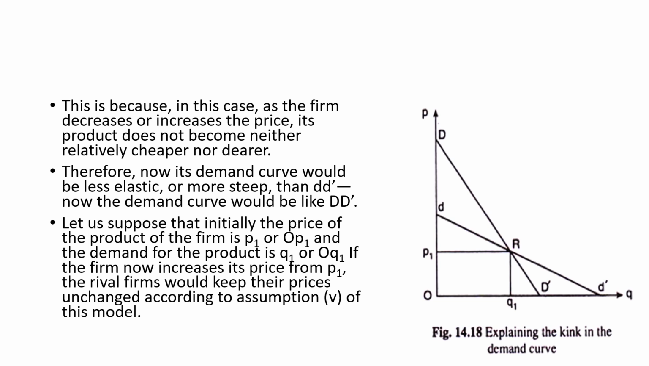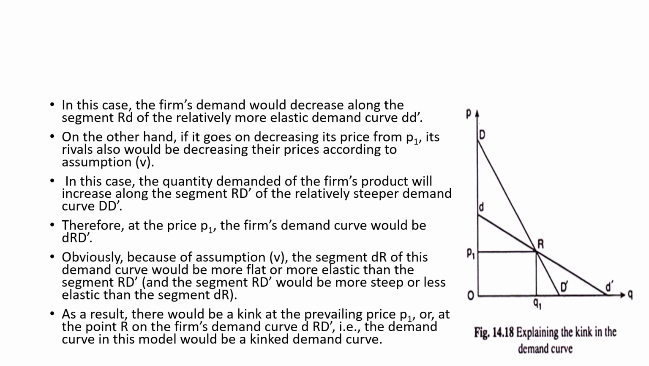Now suppose that initially the price of the product of the firm is OP1, and the demand for the product at price OP1 is OQ1. If the firm now increases its price from P1, the rival firms would keep their prices unchanged as per assumption 5 of this model, because we have already said that if one firm increases its price, the others won't follow, but if one firm decreases its price, the others would. In this case, the firm's demand curve would decrease along the segment RD of the relatively more elastic demand curve, which is small letter dd.